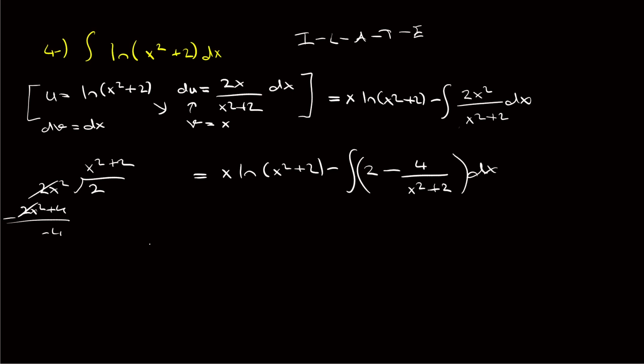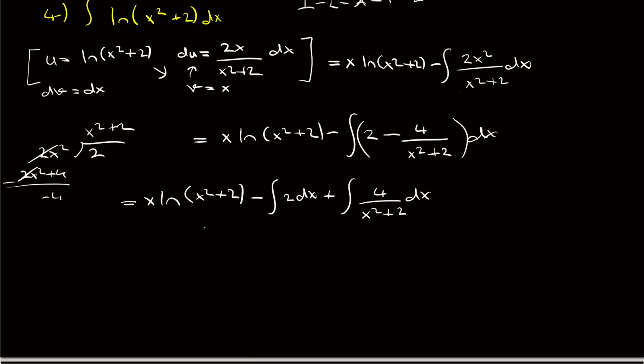Now what I want to do is, let's continue here: x ln of x squared plus 2, minus integral of 2 dx, plus integral of 4 over x squared plus 2 dx. This is easy to solve, but what about this?